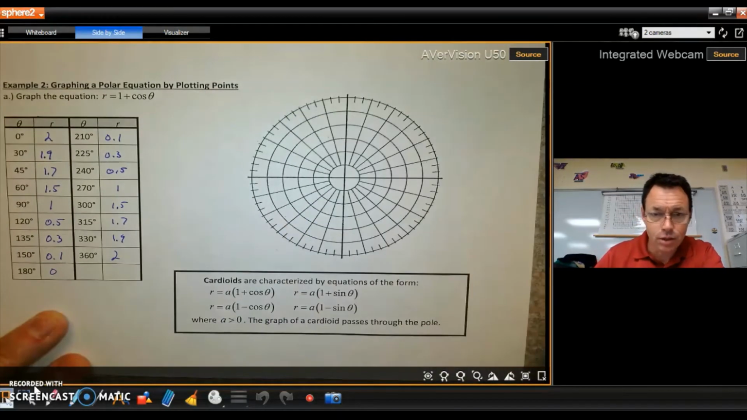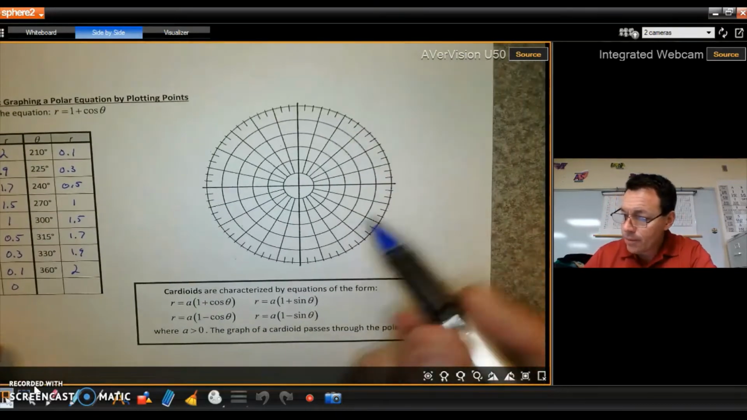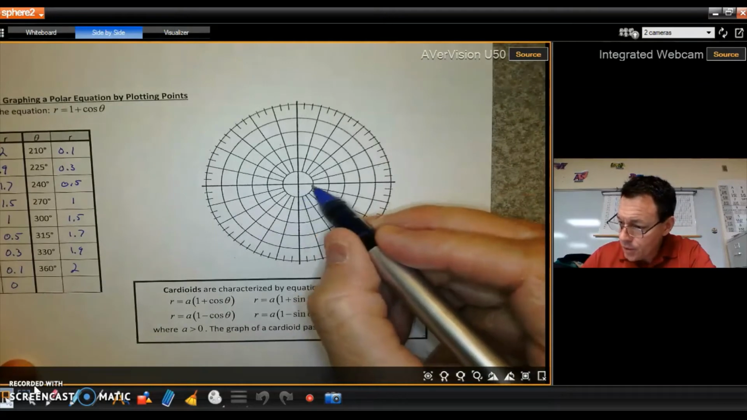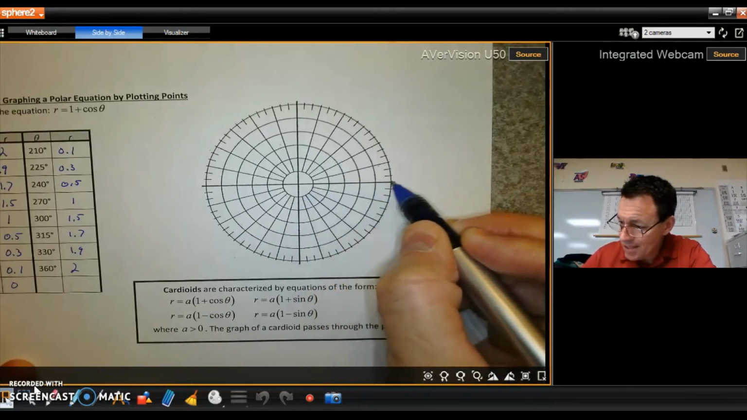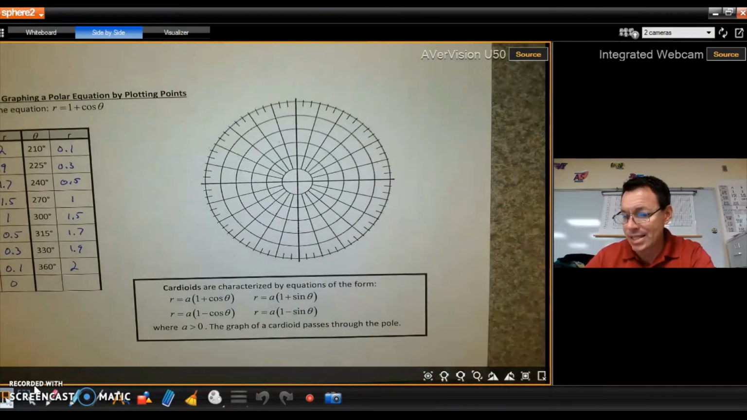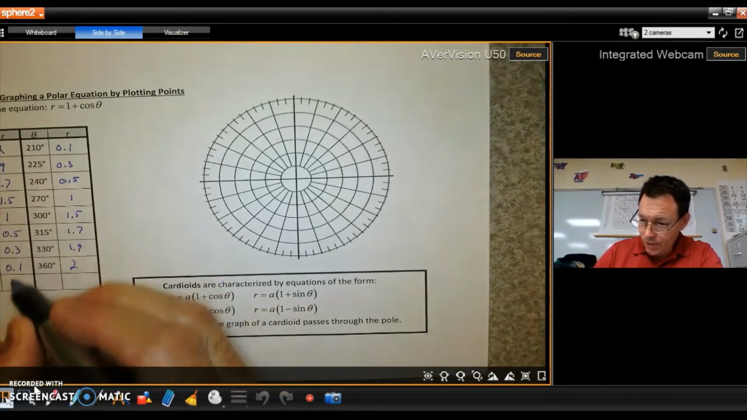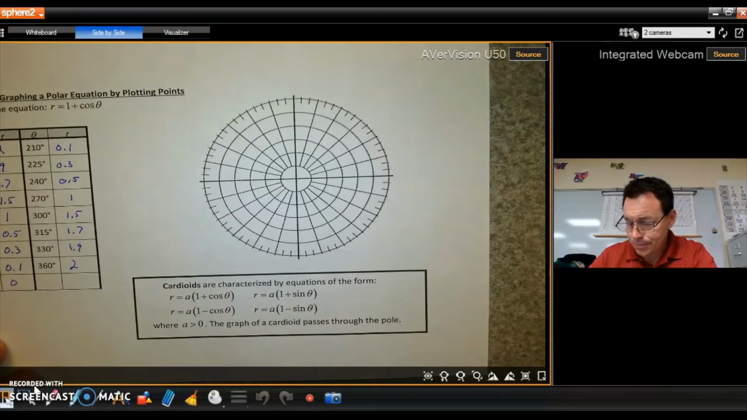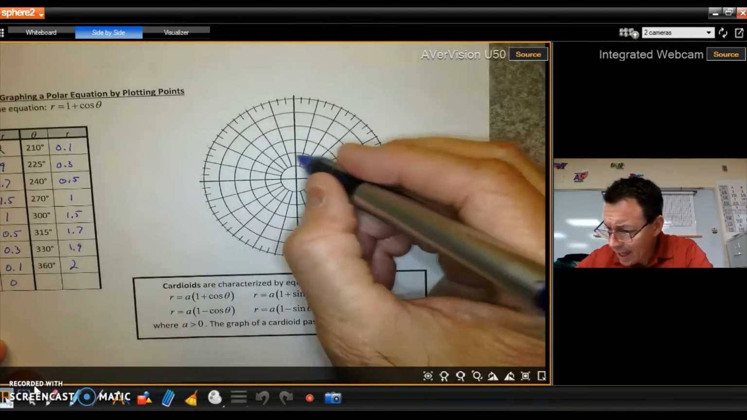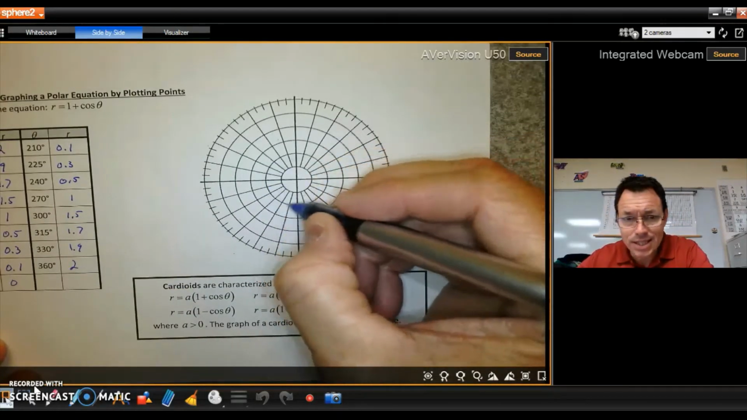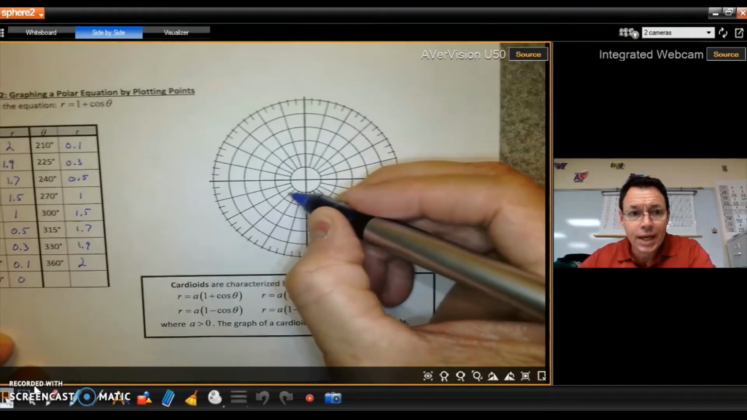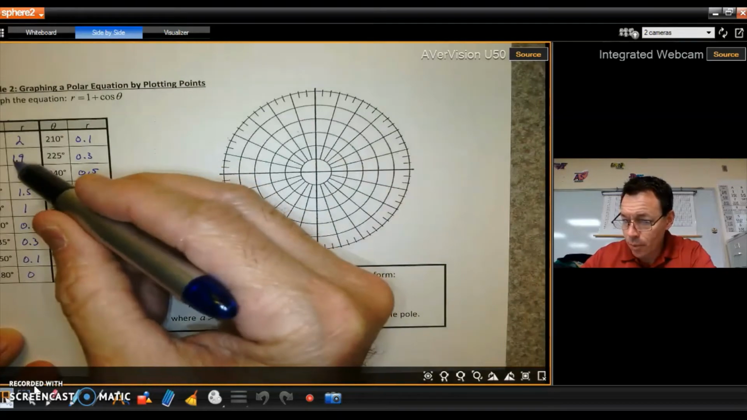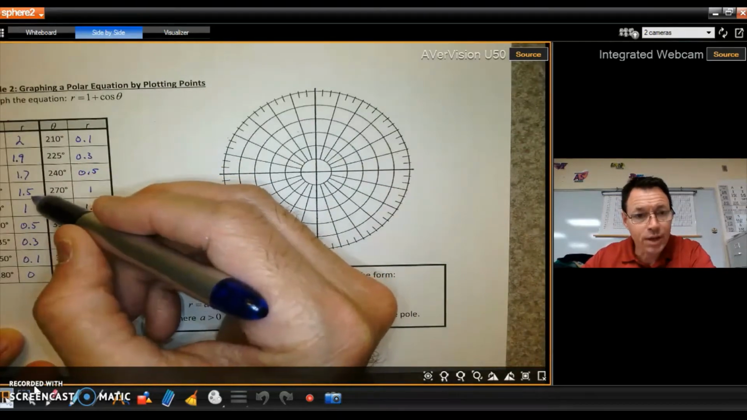So let's take a look at this. A couple things. First off, my graph goes 1, 2, 3, 4, 5, 6. So my outer ring is 6. If you look at the numbers I have, the biggest R value I have is 2. So this entire graph is going to take place inside this circle right here. And I've got a lot of decimals that I'm going to have to try to figure out. What's the difference between a 1.9 and a 1.7 and a 1.5?